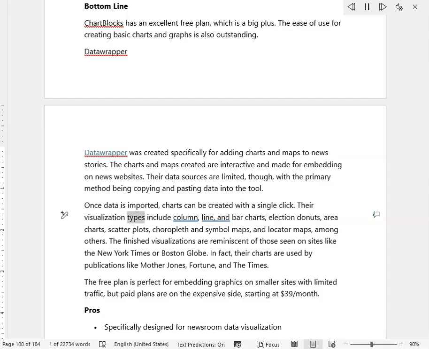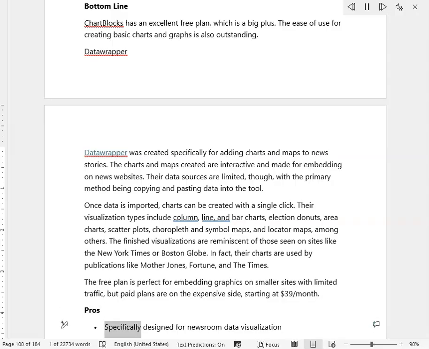Their visualization types include column, line, and bar charts, election donuts, area charts, scatter plots, choropleth and symbol maps, and locator maps, among others. The finished visualizations are reminiscent of those seen on sites like the New York Times or Boston Globe. In fact, their charts are used by publications like Mother Jones, Fortune, and The Times. The free plan is perfect for embedding graphics on smaller sites with limited traffic, but paid plans are on the expensive side, starting at $39 per month.